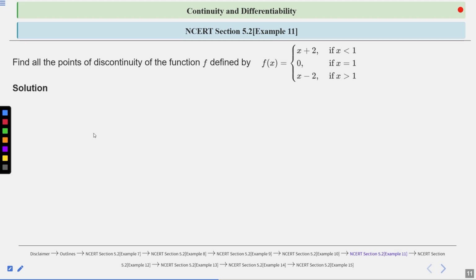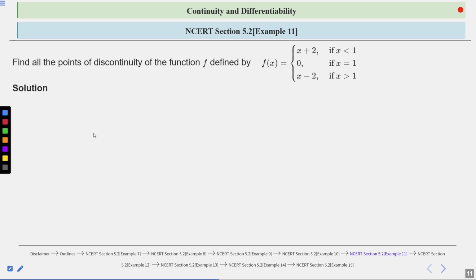Okay, let us see example 11. Find the point of discontinuity of the given function f defined by f(x) equal to x plus 2 if x is less than 1, it is 0 when x is equal to 1, and it is equal to x minus 2 if x is greater than 1, right? The function f(x) is defined as x plus 2 if x is less than 1, equal to 0 if x is equal to 1, and equal to x minus 2 if x is greater than 1, right?